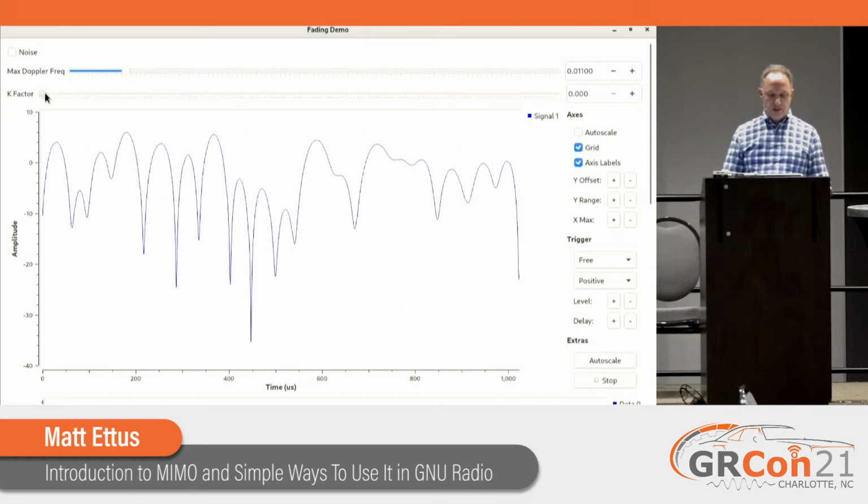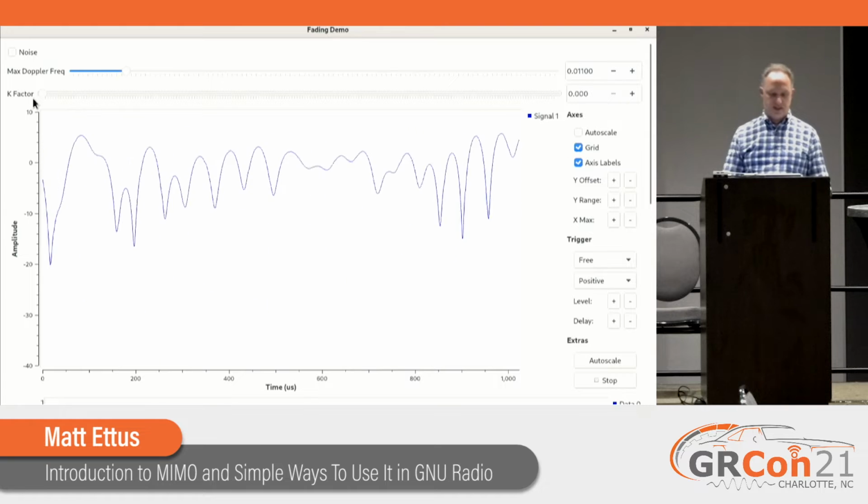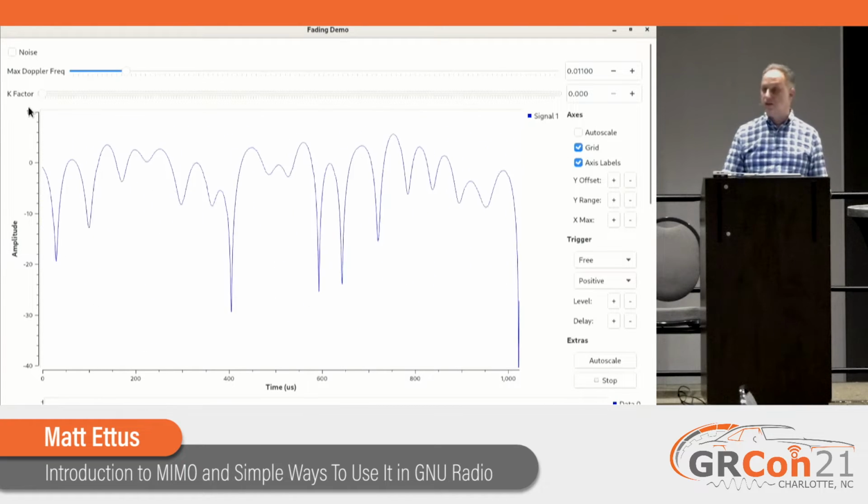And then as we change the K factor, this is at a K factor of 0. So that's Rayleigh. It's got really deep fades. You can see occasionally it goes below -40.